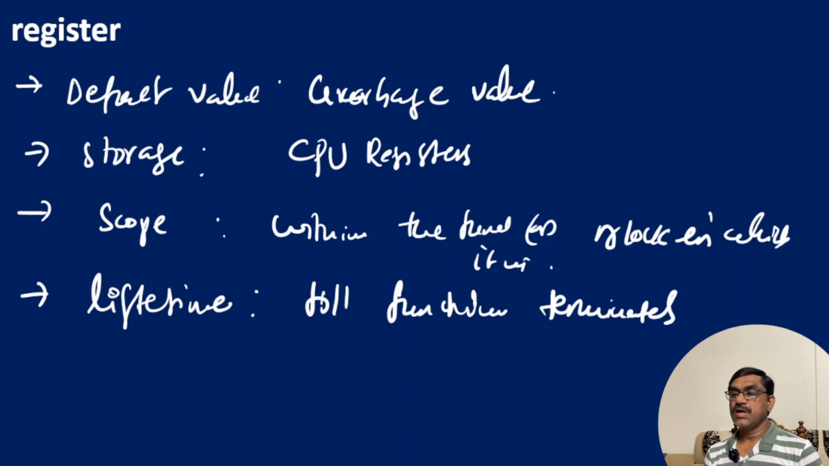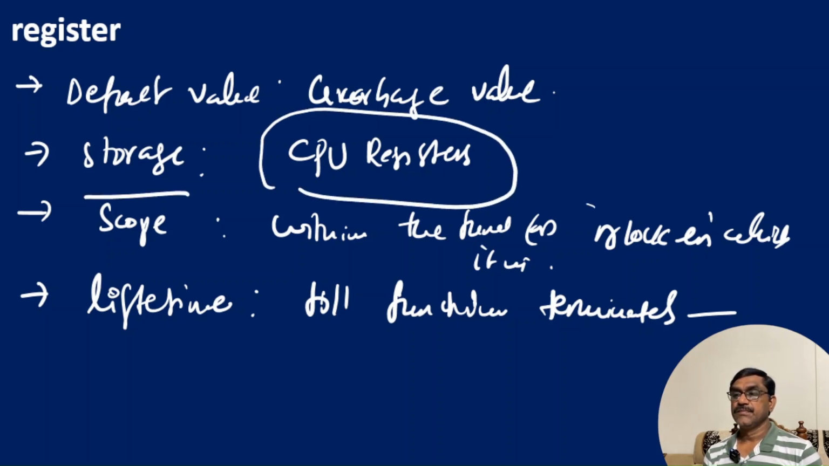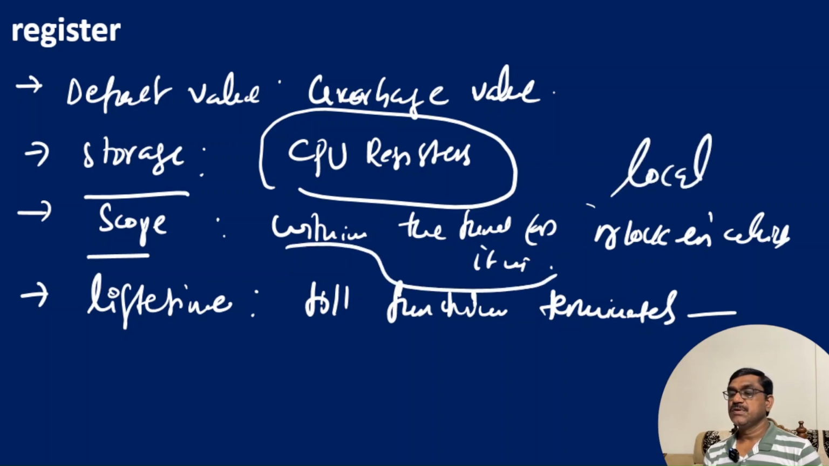It is similar to automatic storage class variable, but the only difference is the storage. The storage of automatic storage class variable is random access memory, but here the storage is CPU registers. Right? Now the scope here I can say within the function or within the block. Instead of saying like this, we can also use the term local scope. Automatic storage class is also having the local scope.